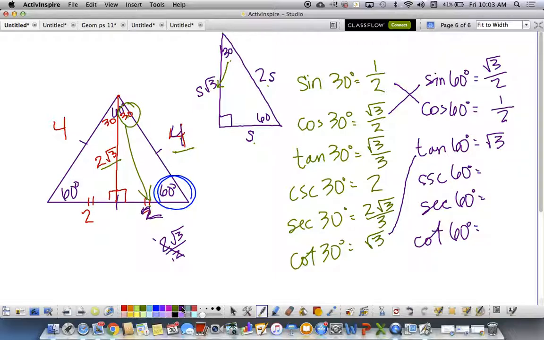Cosecant 60. I'm flipping sine 60, or I see a cofunction. That's secant 60, flipping cosine. And cotangent 60, flipping tangent, or I see the cofunction. We have the square root of 3 over 3.